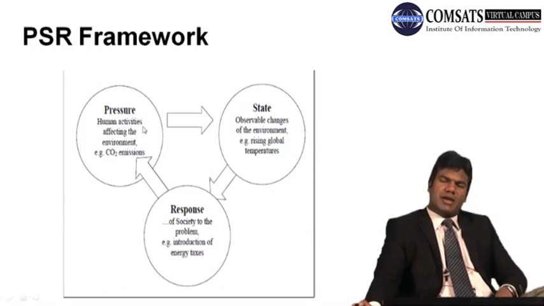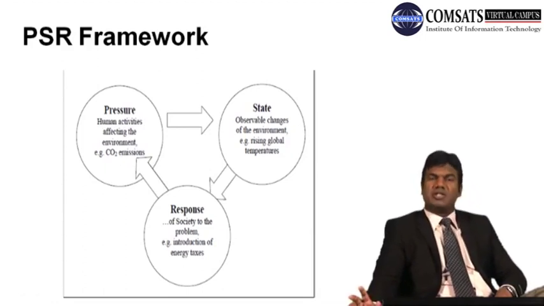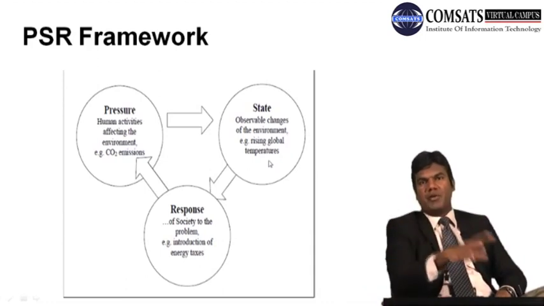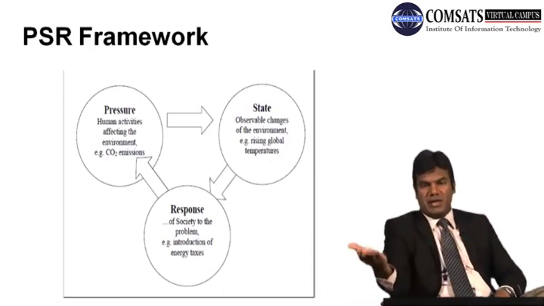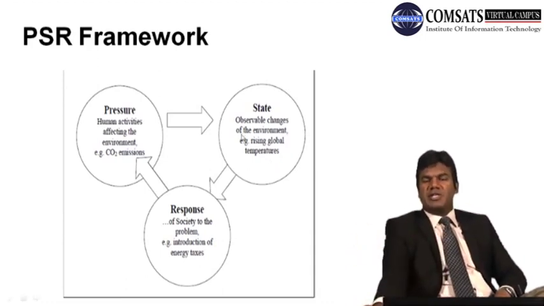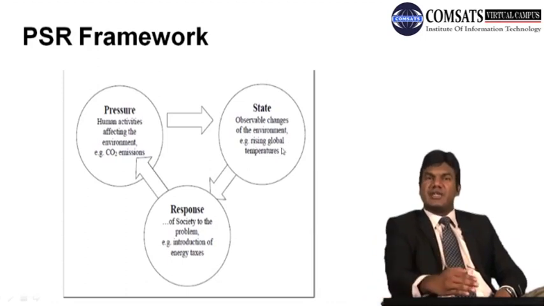Basically, I think they are talking about the climate change. Human activities affecting the environment, that is, for example, carbon emissions. Hum production zyada kar rahe hain, factories ka dhuwa zyada aa raha hai, and all that stuff, and that is increasing the carbon emissions. Uske baad kya hua? Hamari state kya hui? Wo pressure hua, human actions hue. Now the state is observable changes of the environment. Kya hua? Hamara jo state ab kya hua?